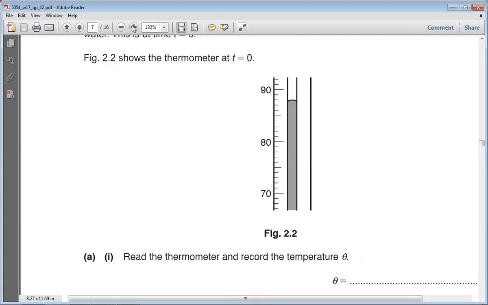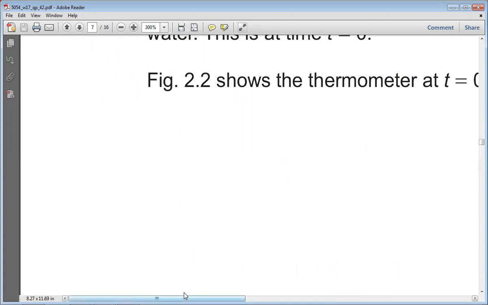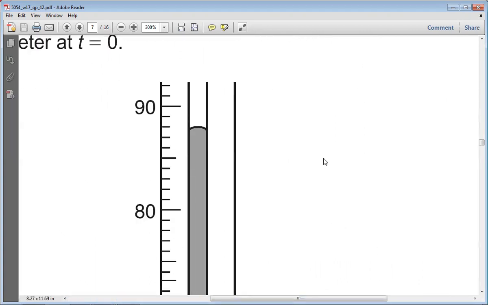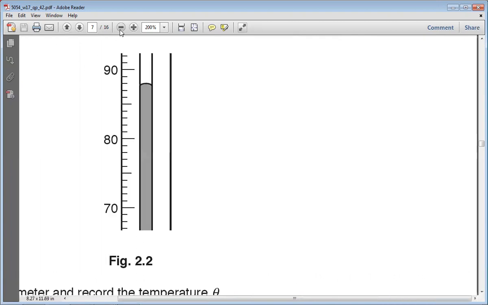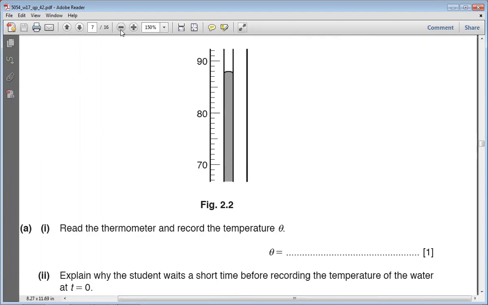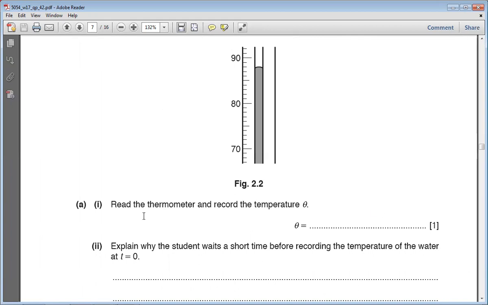And if I increase the size so you can see it more clearly. So the reading is here. So this reading is, I think, 86, 87, 88, 88 degrees centigrade. So the temperature is 88 degrees. So you can write here 88 degrees.